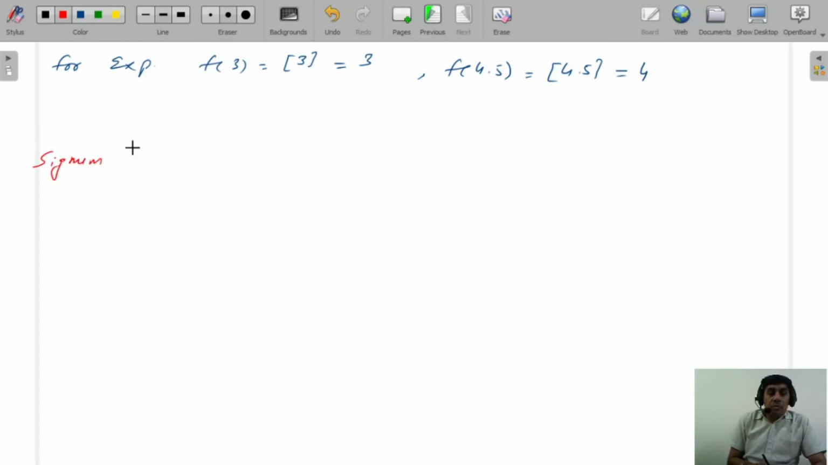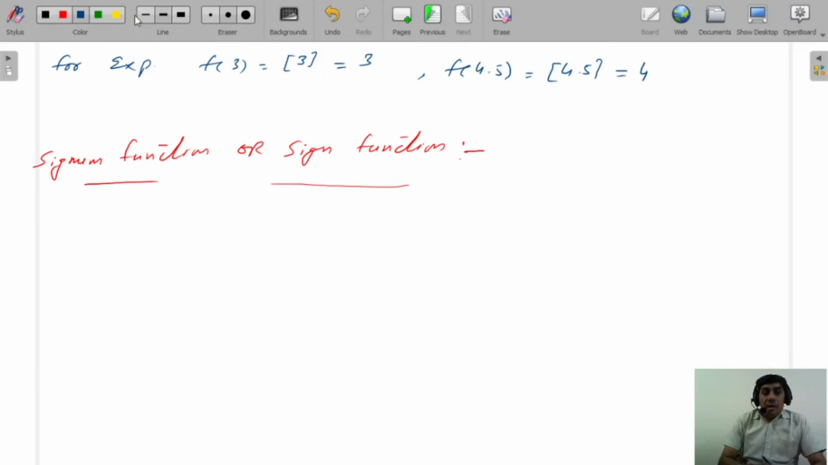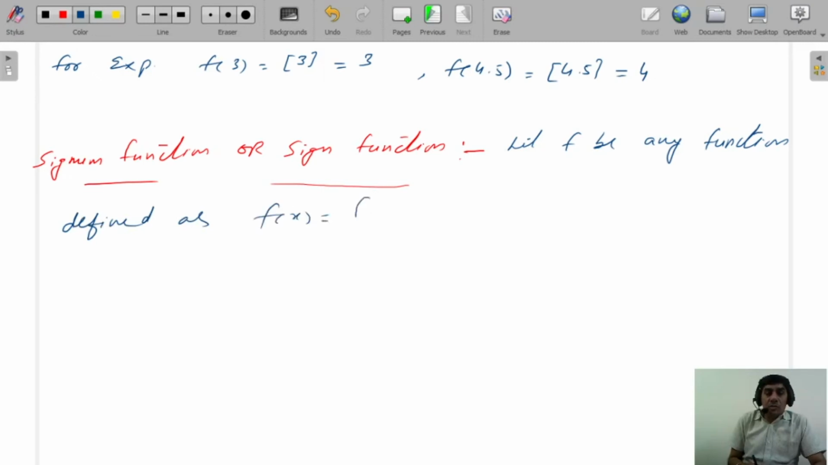Signum function, or sign function. Let f be any function defined as f of x is equal to minus 1 if x is less than 0, 0 if x is equal to 0, 1 if x is greater than 0.